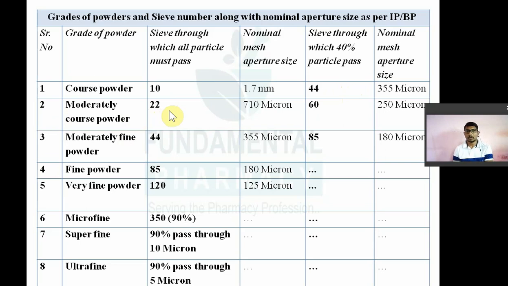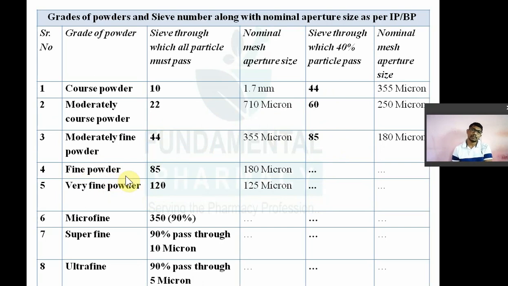So the powder of which all particles must pass through sieve number 22 and 40% of particles must pass through sieve number 60. ये moderately fine क्या होता है? So the powder of which all particles must pass through sieve number 44 and 40% of particles should pass through sieve number 85. Then it is called a moderately fine powder.